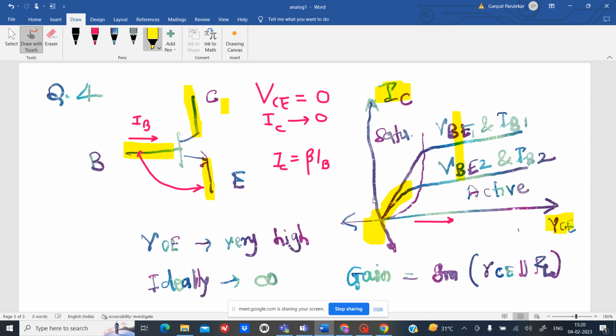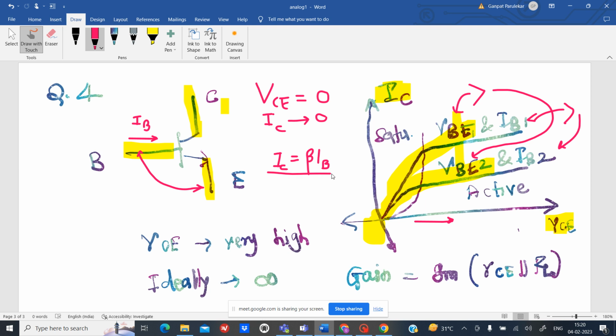Now the maximum collector current achieved, that is the collector current passed through the BJT, depends on the value of VBE. In this case VBE1 is greater than VBE2, and that's why the value of IB1 will be more than the value of IB2. Because we know IC is nothing but beta into IB, the current because of IB1 will be more than the current because of IB2.